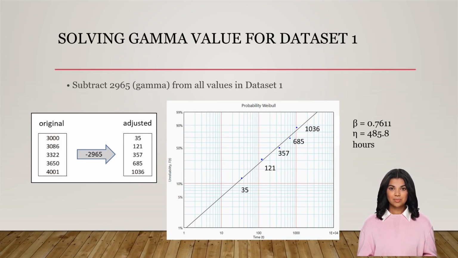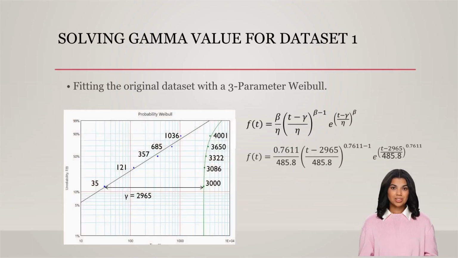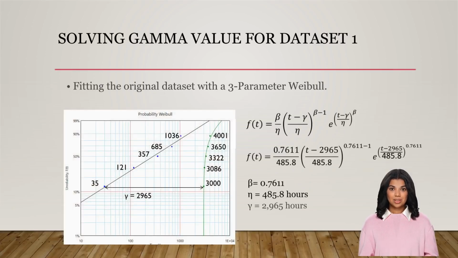Now we plot these adjusted points on the probability Weibull graph. The curvature is not visible anymore. The gamma value is 2965 hours. The software searches for a gamma value such that the adjusted dataset does not form a curvature. Based on the new straight line, the beta and eta are now 0.7611 and 485.8 hours respectively. Now we can plot the 3-parameter Weibull curve by adding the gamma value to the straight line as shown. We have just fitted the original dataset with a 3-parameter Weibull.